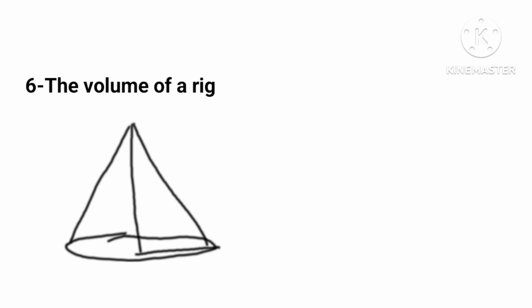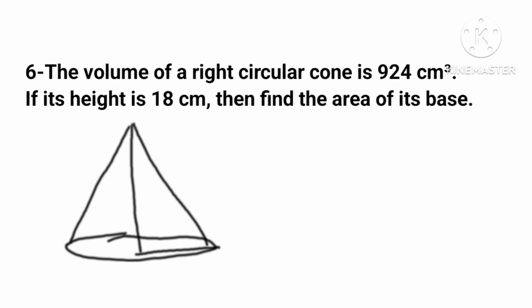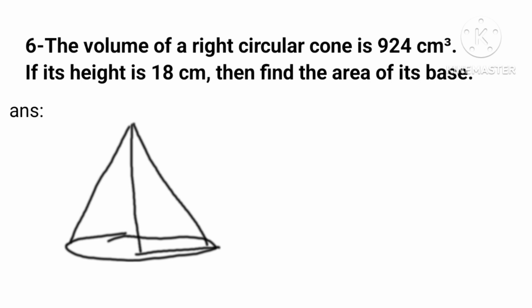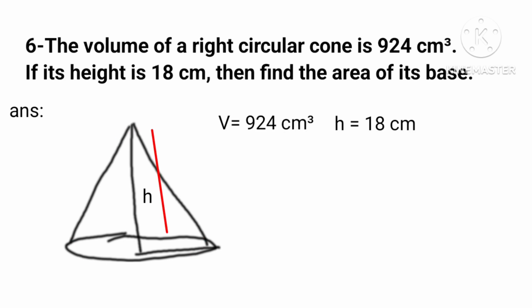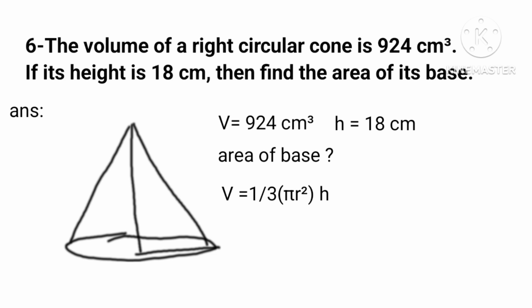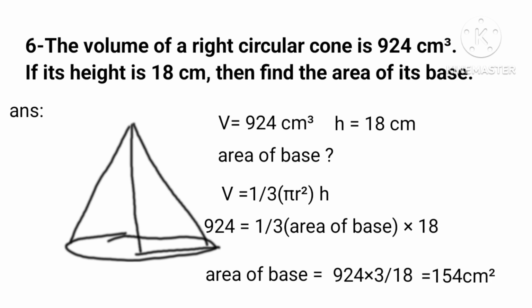The volume of a right circular cone is 924 cubic centimeters. If its height is 18 centimeters, then find the area of its base. Given volume of cone = 924 centimeters cube, h = 18 centimeters. To find area of base, using formula V = 1/3 πr² × h. Putting values, we get 924 = 1/3 × area of base × 18. Hence area of base = 924 × 3/18. Hence area of base is equal to 154 square centimeters.